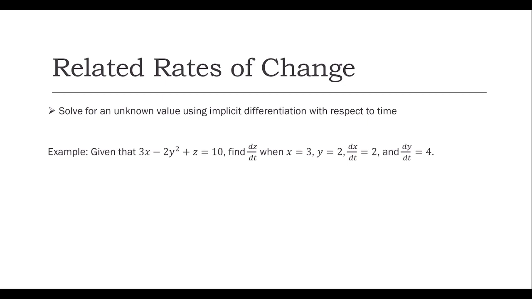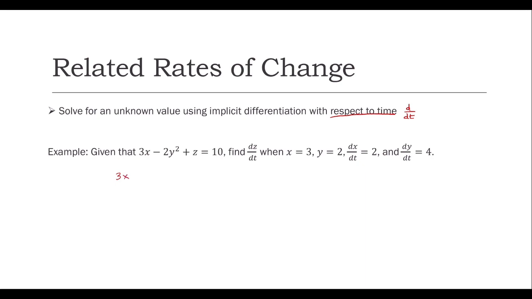Next, we have our related rates of change. For this, you'll solve for an unknown value using implicit differentiation with respect to time. So you'll use d dt. So in this example, it says, given that 3x minus 2y squared plus z equals 10, find dz dt when x equals 3, y equals 2, dx dt equals 2, and dy dt equals 4.